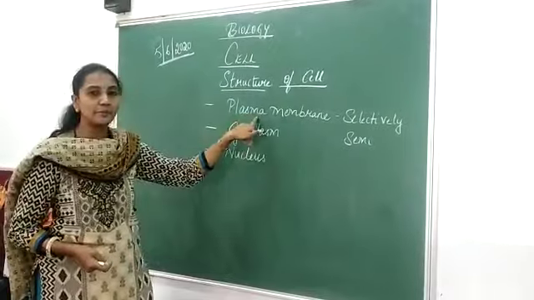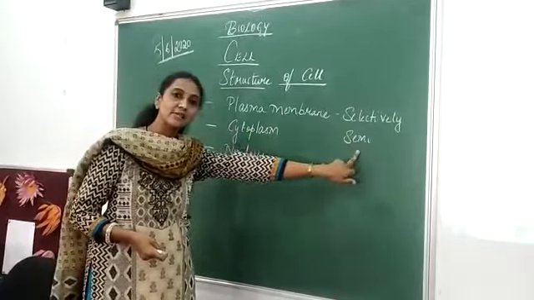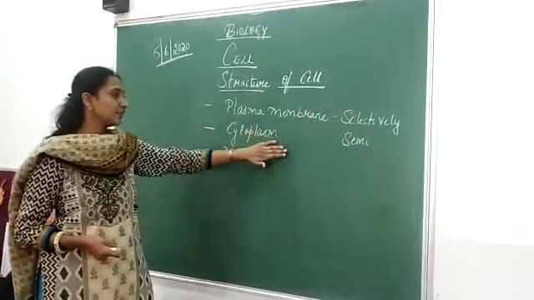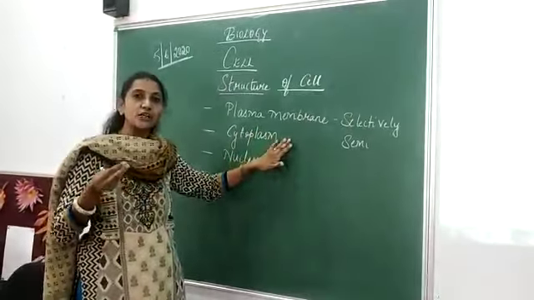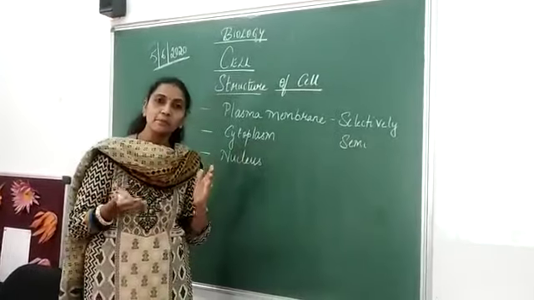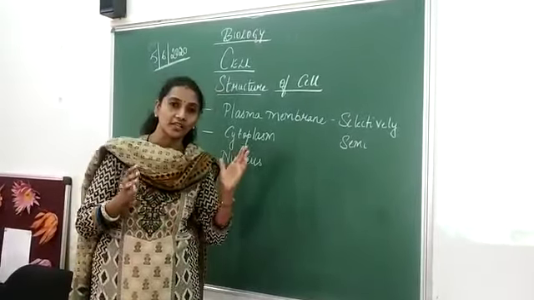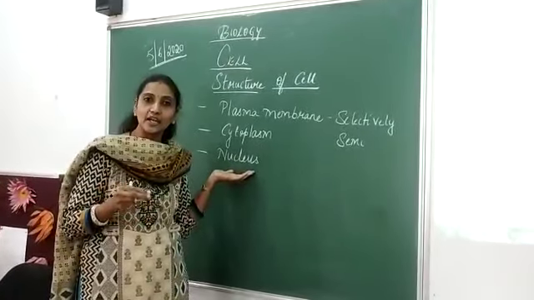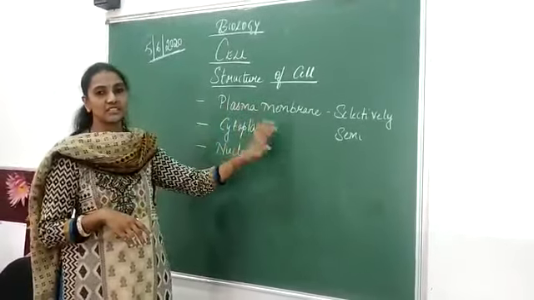So what is the plasma membrane? It is also known as the selectively permeable membrane, or the semi-permeable membrane. Why it is known as that, we'll discuss later. Next is the cytoplasm, a jelly-like substance which includes all the cell organelles. These are very important for the cell, as all the activities take place inside these organelles. Next, the nucleus, also known as the control center or the brain of the cell, because it controls almost all the activities of the cell.